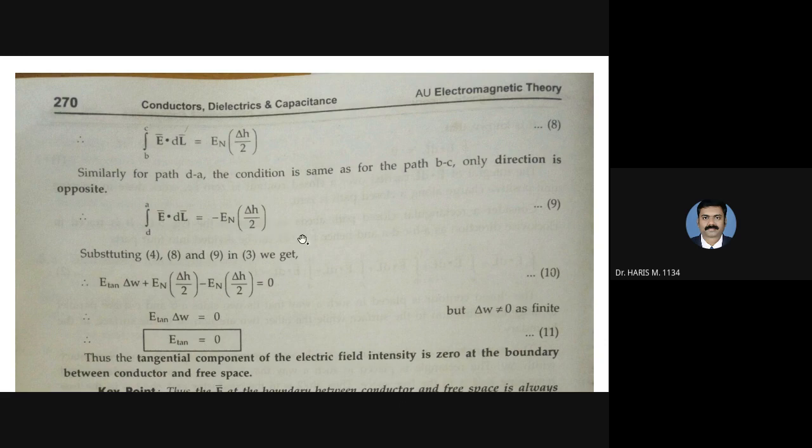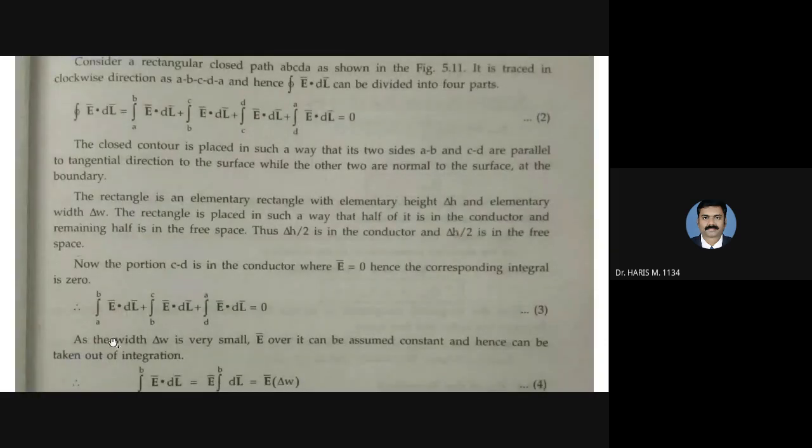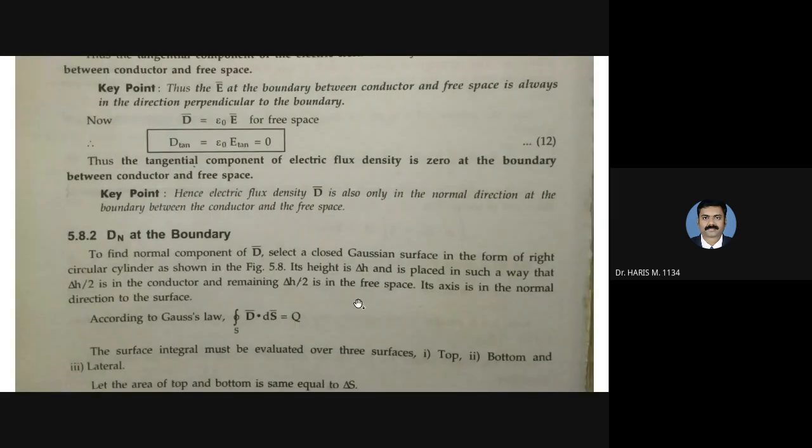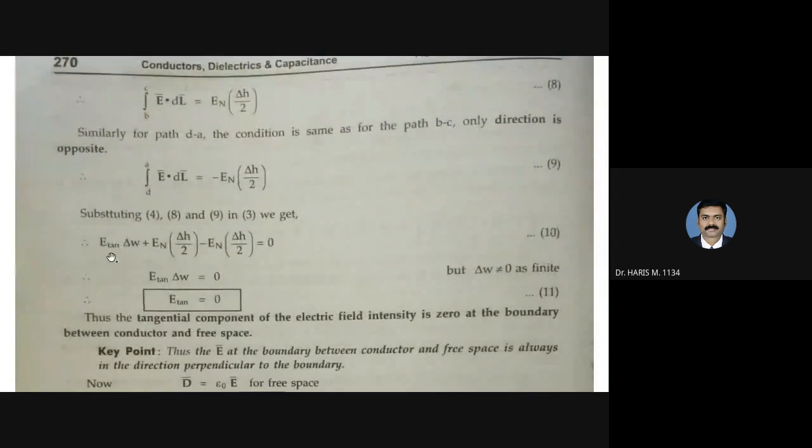Now substitute the values of equation numbers 4, 8 and 9 in equation number 3. Okay, what is equation number 3? We have 3 terms, A to B, B to C and D to A. So we have written individually for all these things. So just to substitute this one in equation number 3, you will be getting E tan delta W plus En into delta H by 2 minus En into delta H by 2 is equal to 0. So the second term and the third term will get cancelled. So you'll be getting E tan delta W is equal to 0.